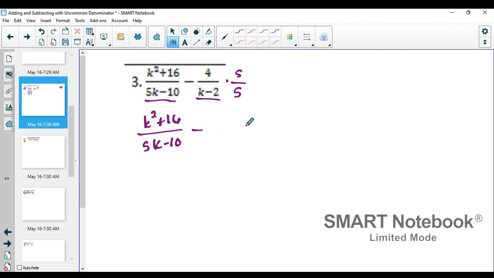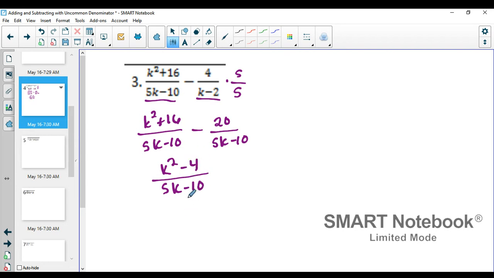And then we have minus, and then 4 times 5 is 20. Then k minus 2 times 5 is going to be 5k minus 10. And now we're going to subtract. So there's not another k squared to subtract from, so keep this k squared. And then 16 minus 20 is negative 4, so we're going to make that minus 4 over 5k minus 10. All right, we can simplify this. It doesn't look like it.